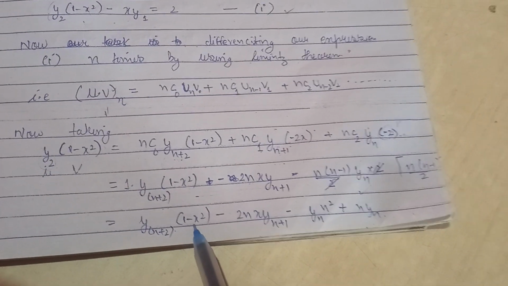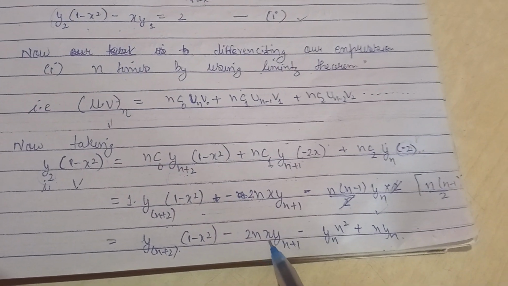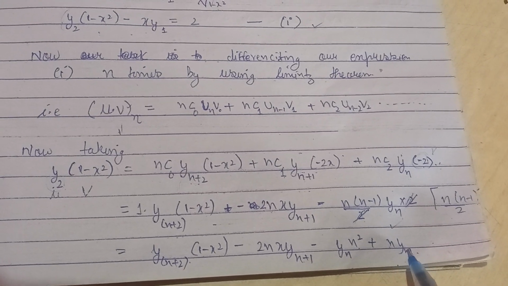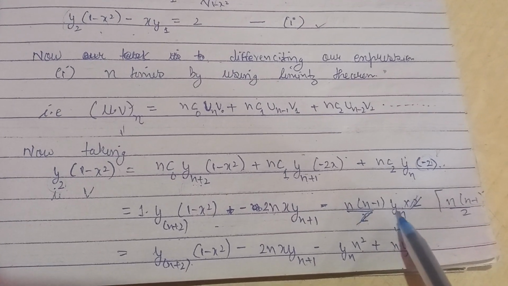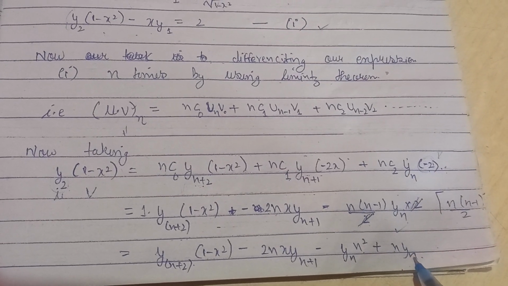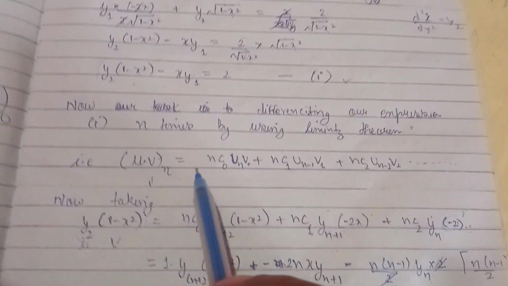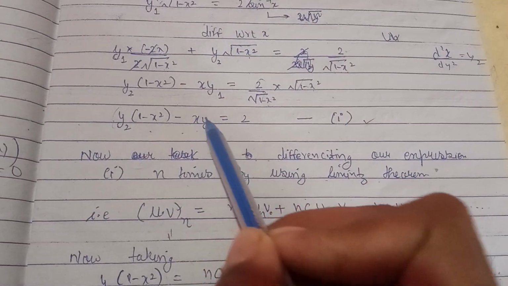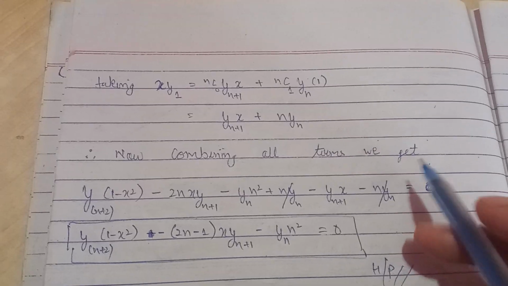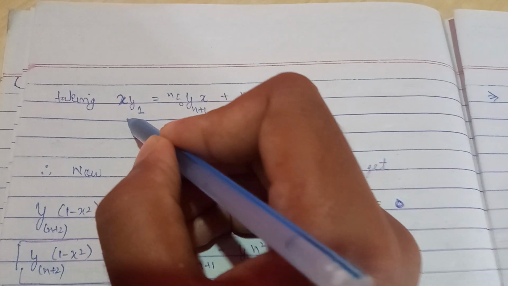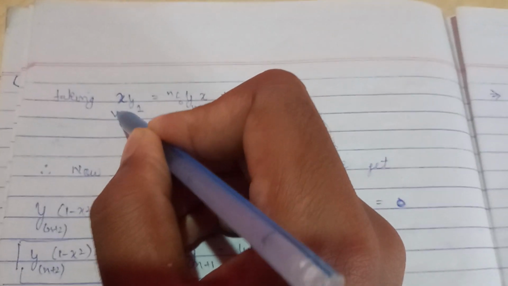Finally we will get y(n+2) into (1 minus x square) minus 2nx into y(n+1) minus n into (n square plus n into n minus 1), that is n into (n square minus n) plus n into yn. Okay, now taking the second expression in this, that is x into y1. Taking x into y1, take x as u and y1 as v.